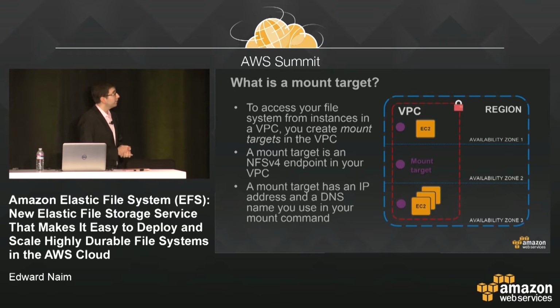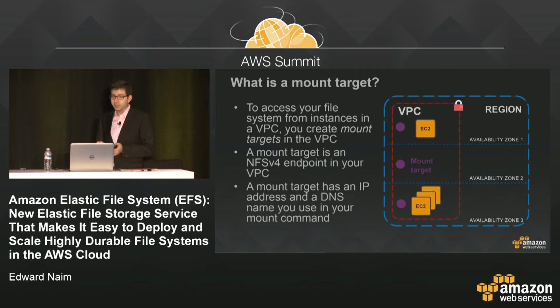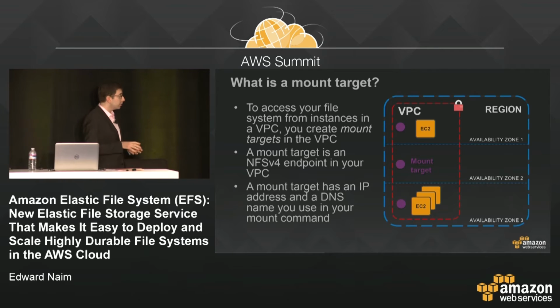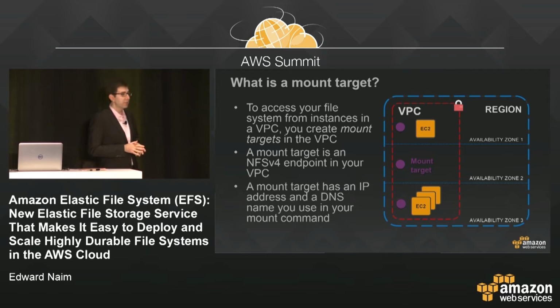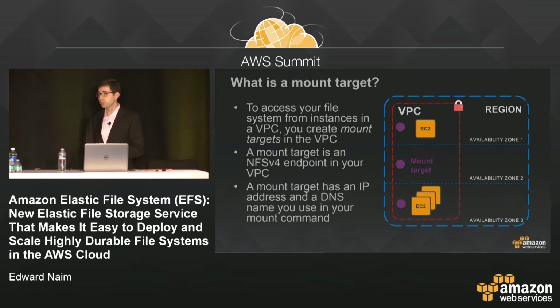On the previous slide, you saw that there was a DNS name in the mount command. That's something that's created when you set up your file system, and it's provided by something we call a mount target. To access your file system from instances in a VPC, you create mount targets in the VPC. A mount target is an NFS v4 endpoint, so just think of it conceptually as that. A mount target has both an IP address and a DNS name, and you can use either of those in your mount command. That's what provides the DNS name that I was referring to.